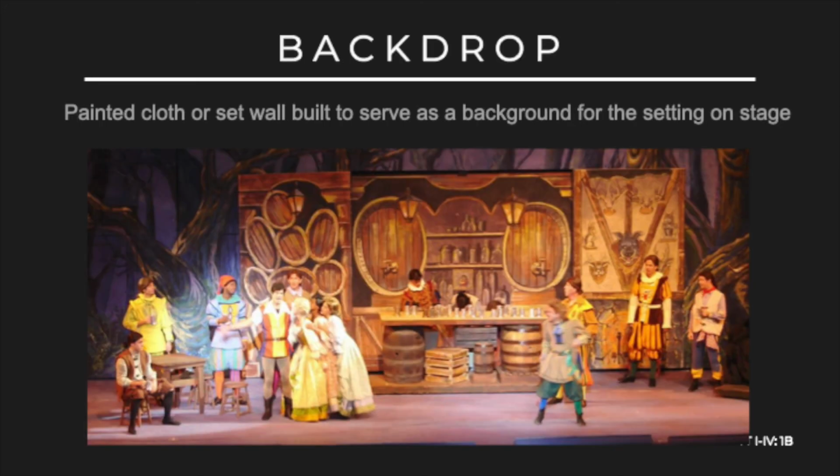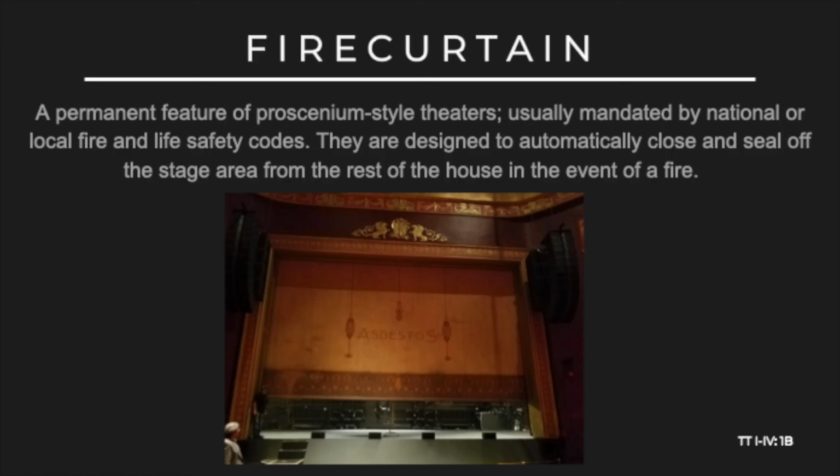A backdrop is a painted cloth or set wall built to serve as the background or the setting on stage. These can be a variety of different things and a variety of sizes and can include different cutouts as well. Lastly, I'm going to go over the fire curtain. A fire curtain is a permanent feature of a proscenium style theater. Usually mandated by national or local fire and safety codes, these are designed to automatically close and seal off the stage area from the rest of the house in the event of a fire.